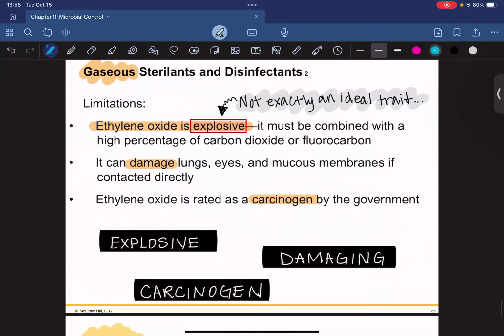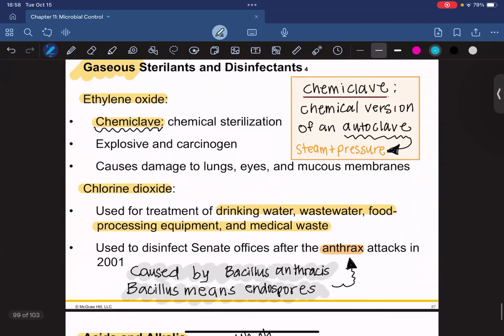Well, it's explosive and it's a carcinogen and it causes damage to tissues. So that's a problem. And I mean, it is explosive. So they have to have some sort of situation involved in order to deal with it. So why would you ever use this though? If it was explosive, you can treat entire rooms with this and it's super effective. And then if you do that, everything in there is going to be sterilized. So we call that a chemiclave. It's like an autoclave, but with chemicals. So you have some way to deal with it afterwards.